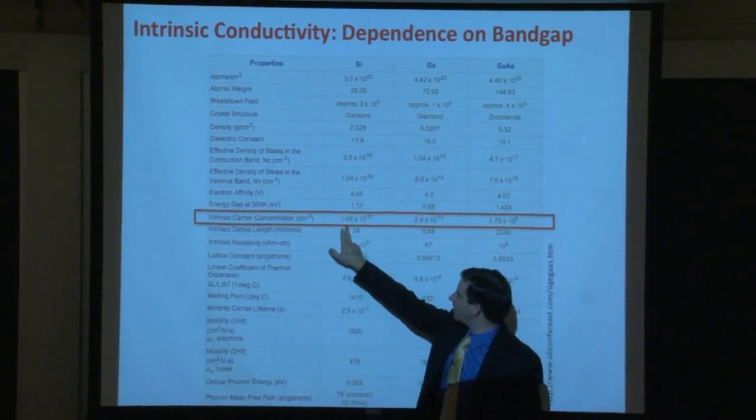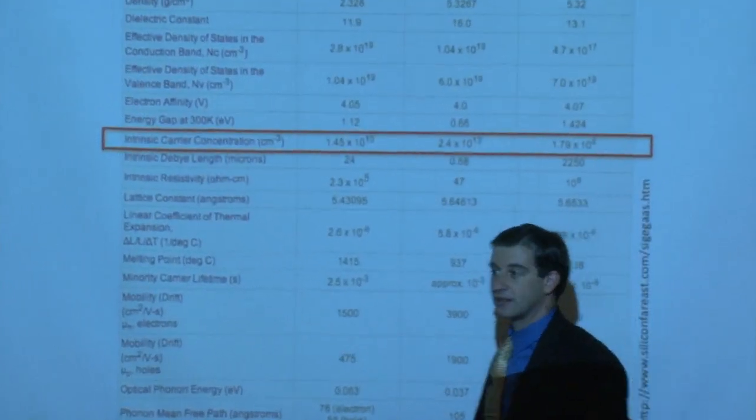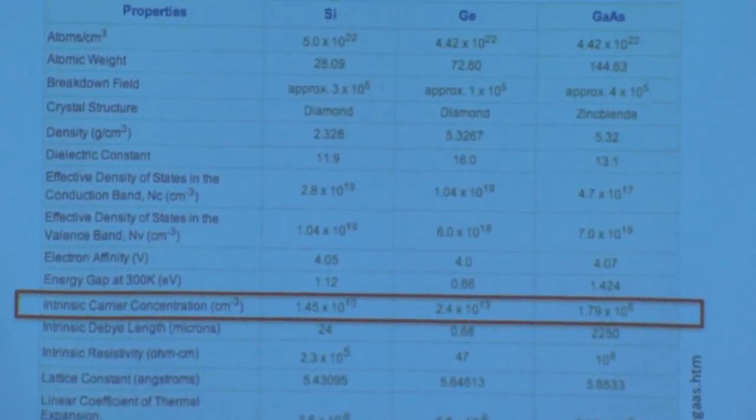And so you can see the intrinsic carrier concentration at room temperature of silicon is around 10 to the 10, whereas for germanium it's around 10 to the 13, 3 orders of magnitude higher.